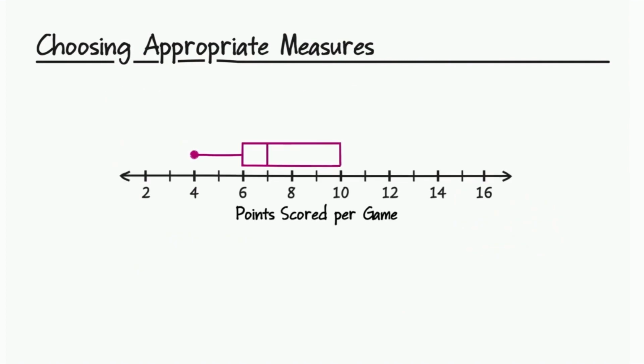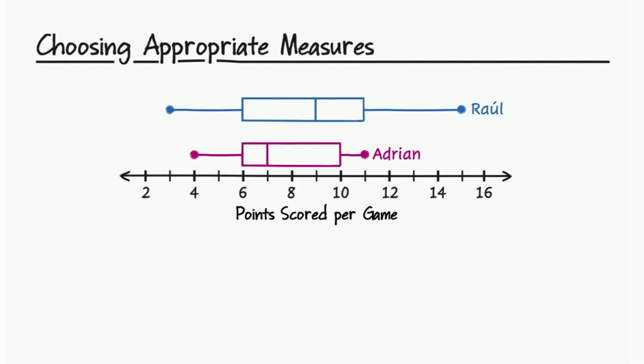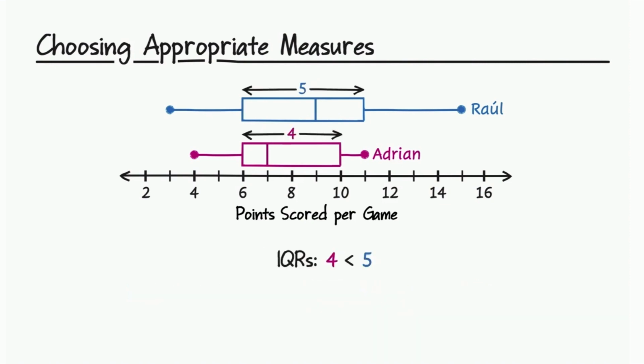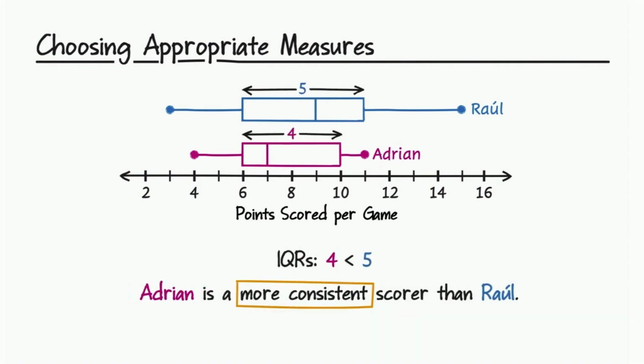Students also begin to see how they can use statistics to support an argument. For example, to show which of two basketball players is better, they could use a measure of center to identify the player who typically scores more points. Or they could use a measure of variability to identify the more consistent player.